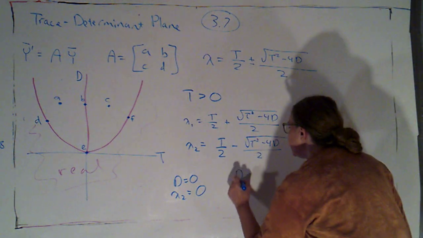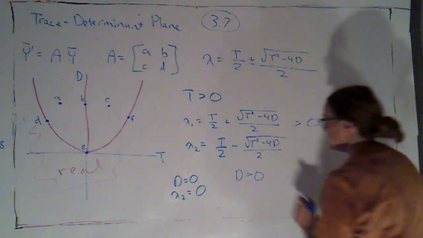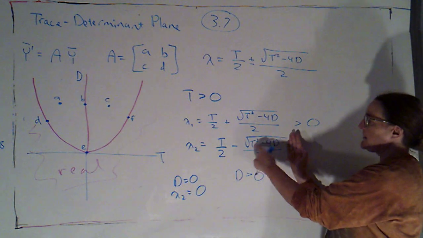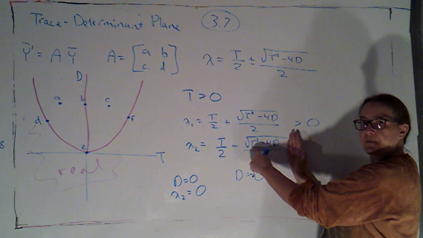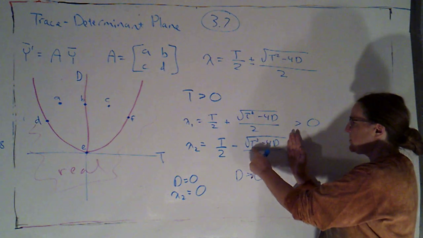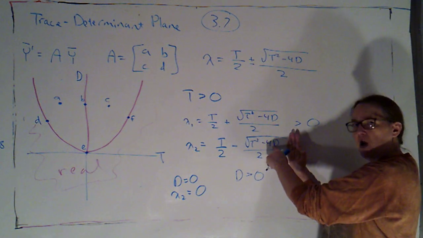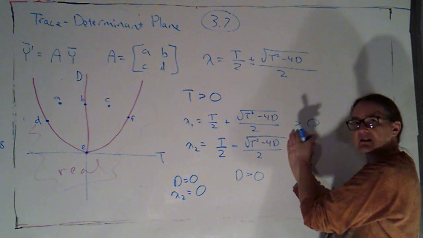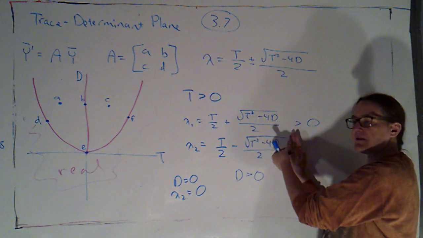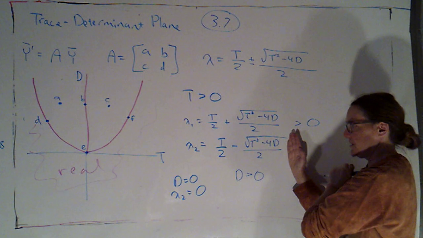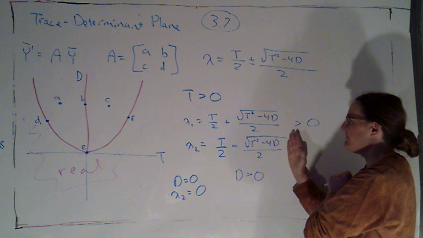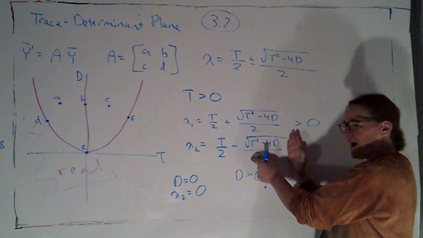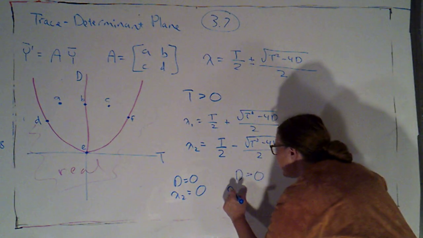If d is bigger than 0, if it's positive, now I'm subtracting something positive from t squared. So t squared minus something positive is smaller than t squared. The square root will then be smaller than the absolute value of t, which in this case is just t, since t is positive. And so I'm going to have a positive number minus a smaller positive number. It will still be positive.